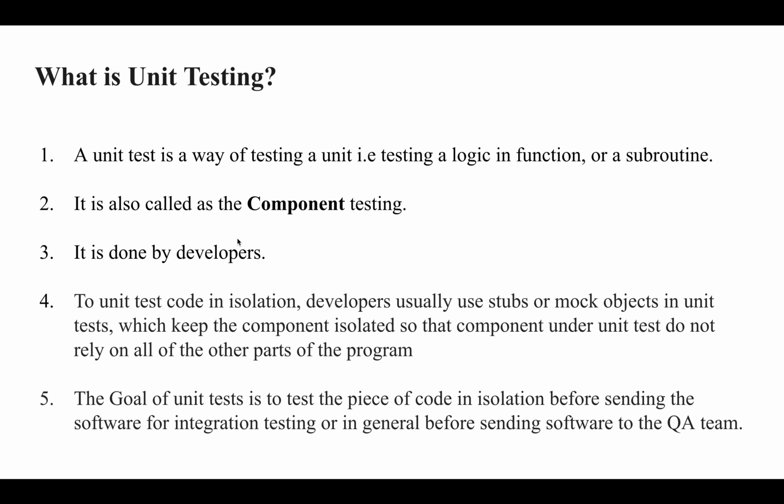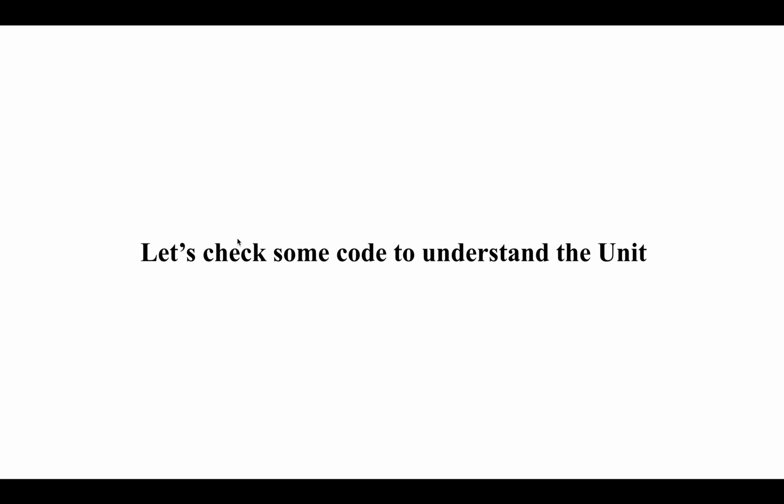The goal of the unit test is to test a piece of code in isolation. Before sending the build to the QA, I should have some system implemented which will test my code and see if it is logically correct and gives me the required output. So that's the basic goal of the unit test. Now we know what is meant by unit and what is meant by unit testing. So let's see some code and understand it from the coding perspective.